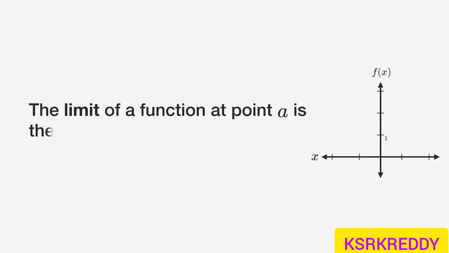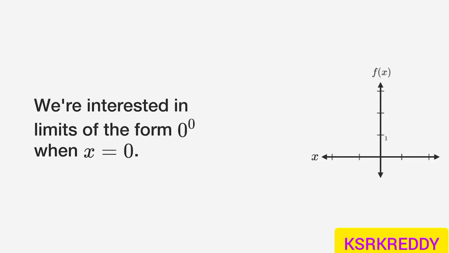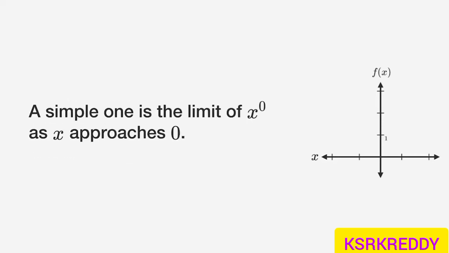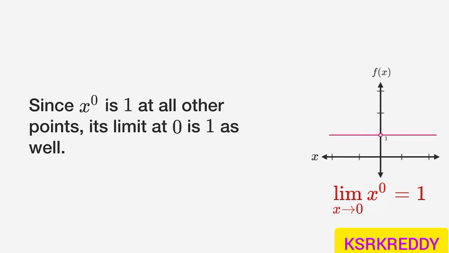For example, let's look at some limits. The limit of a function at point A is the value the function approaches as its input approaches A. We're interested in limits of the form 0 raised to 0 when x equals 0. A simple one is the limit of x raised to the power of 0 as x approaches 0. Since x raised to 0 is 1 at all other points, its limit at 0 is 1 as well.